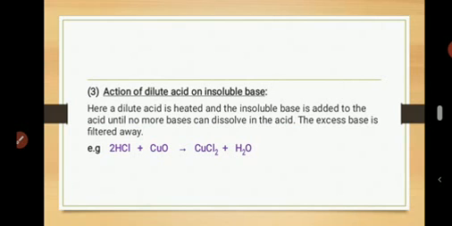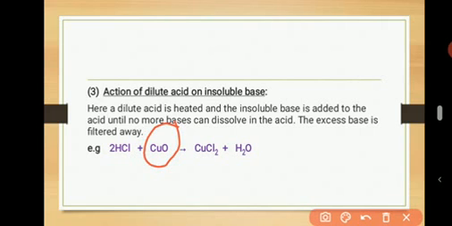Now, the same method you use when adding metal to an acid is the same method you use when adding an insoluble base to an acid. Let's take an example. Copper oxide is a base in this case. You know that oxides of metals are bases. Because it's insoluble, you cannot titrate it. It doesn't make sense to titrate it with an acid.